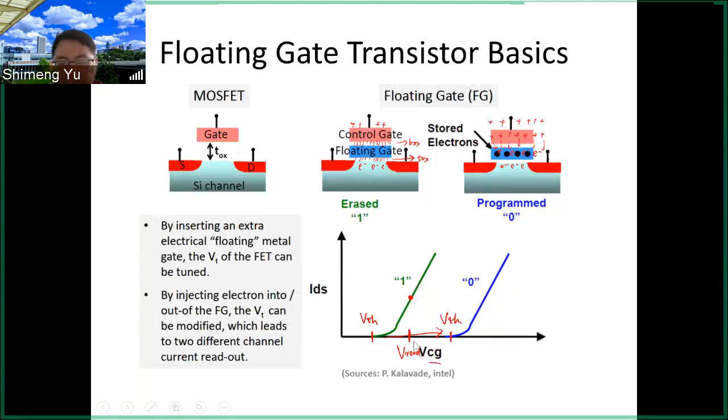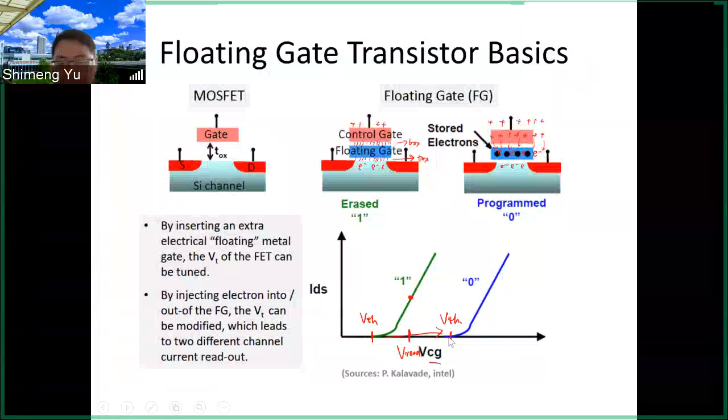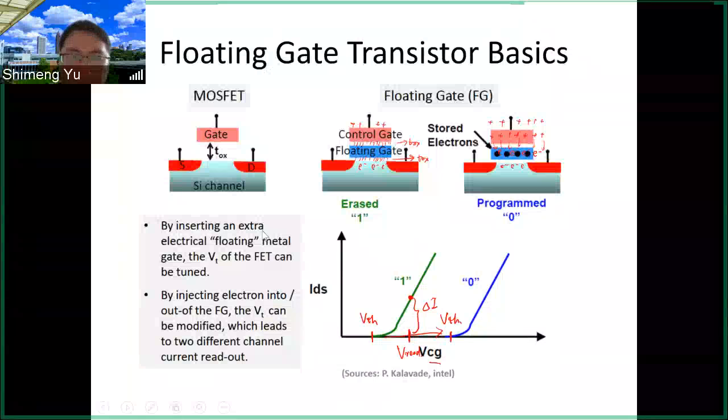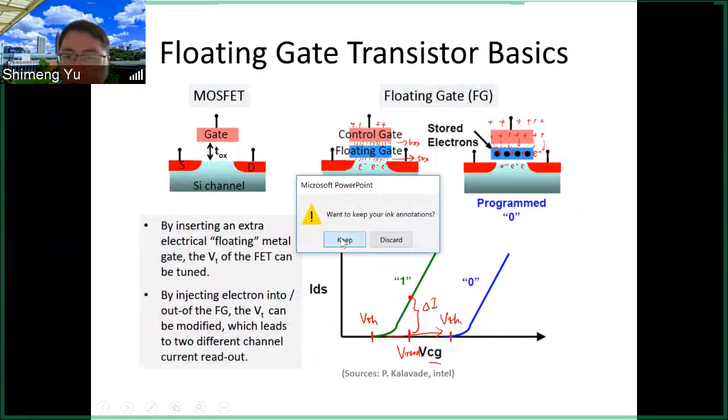So basically you need to apply a read voltage between those two thresholds, and then one will read out the current, and that is the erased state. For the program state, the current is very small, this is sub-threshold, so you rely on this current difference. So here you will see the current difference, delta I. Any questions about the principle of this floating gate transistor?